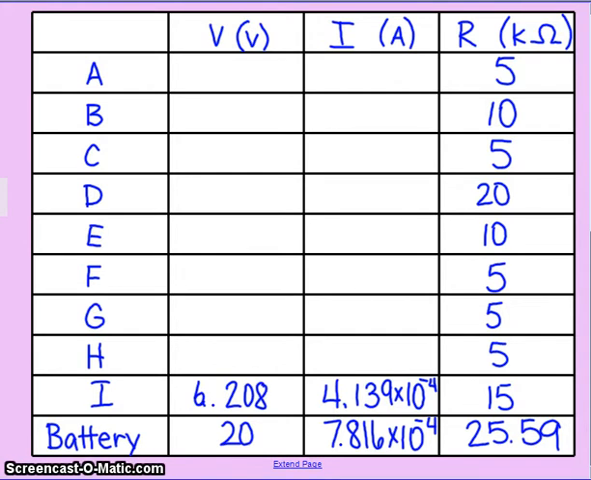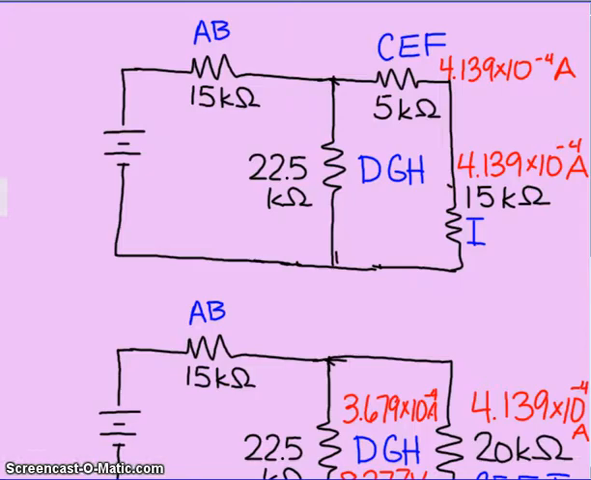Again, if you're doing this along with me and your numbers are slightly different, that's okay. It could just be a rounding thing. Going back to my picture here, I know everything I can know about DGH, I know everything I can know about AB, but I don't know the voltage for CEF. So I'm going to calculate that right now.